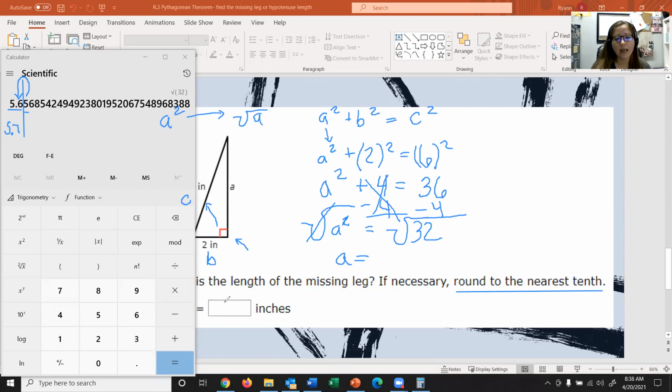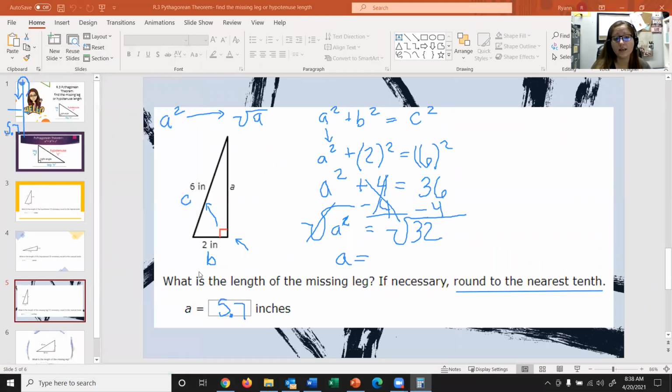So we would say that a is equal to 5.7 inches. Now we can check this one as well. Our hypotenuse is 6, so that means the length of side a has to be less than 6, and it is, it's 5.7. So we followed the steps, we solved for the square root of 32, and we got an answer of 5.7.